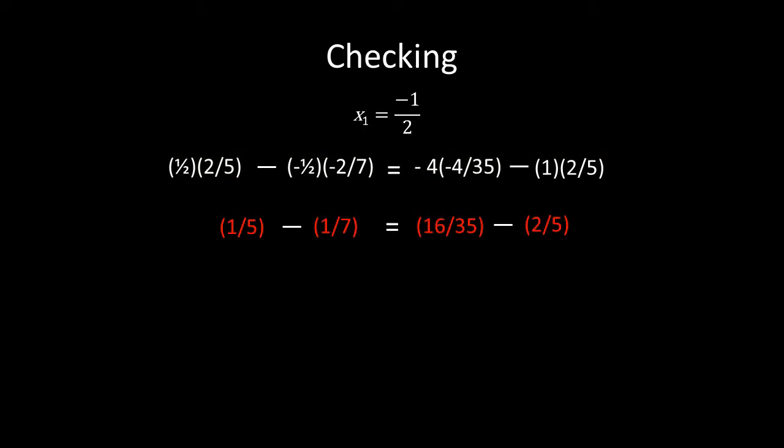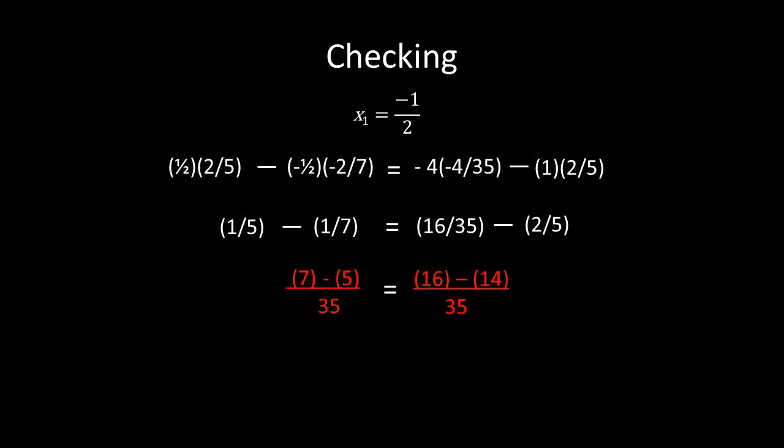In the first term, the 2 can be cancelled out and it will become 1 over 5. In the second term, the negative sign and 2 can be cancelled out and it will become 1 over 7. In the third term, we multiply negative 4 and negative 4 and it will become 16 over 35. And in the last term, we multiply 1 and 2 and it will become 2 over 5. And the equation will become 1 over 5 minus 1 over 7 is equal to 16 over 35 minus 2 over 5.